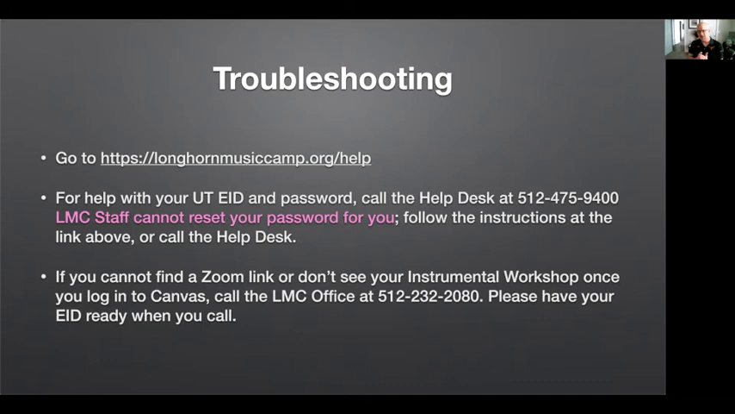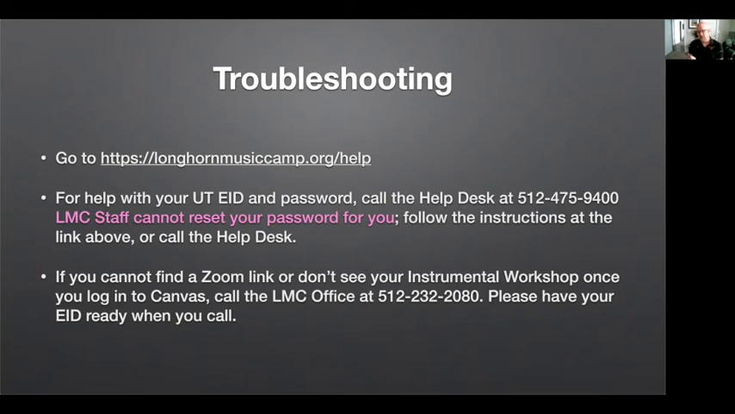But I have to tell you that if you're having problems with your UTEID and password, the camp office staff cannot reset your password for you or give you your password because we don't have permission to do that. You're going to have to call the help desk at 512-475-9400. There's also a link on the help page on the Longhorn Music Camp website that you can use to reset your password on your own, so you don't have to call and talk to somebody on the phone. So check out the instructions there.